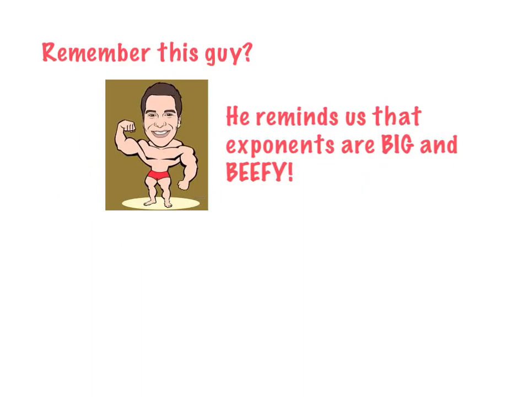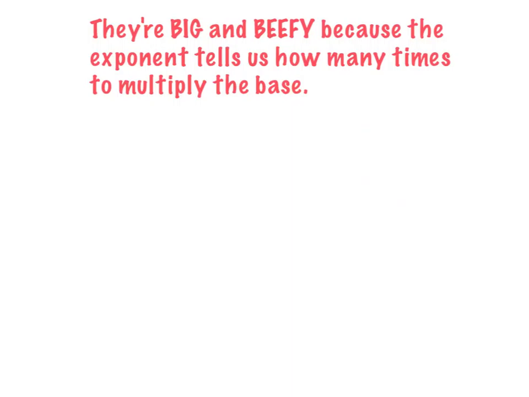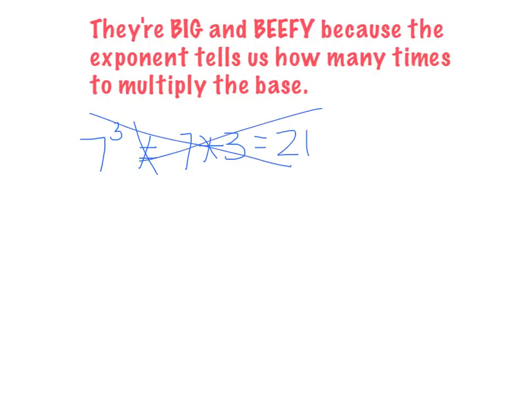I bet you remember this guy from yesterday. He reminds us that exponents are big and beefy. They're big and beefy because the exponent tells us how many times we multiply the base. So, for example, 7 to the third power is not 7 times 3. Nope, that's not it.